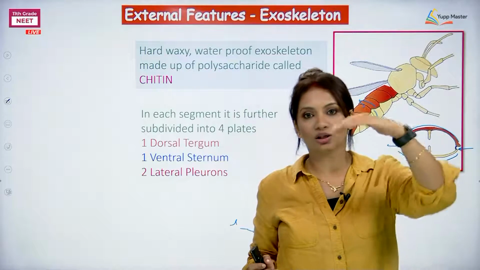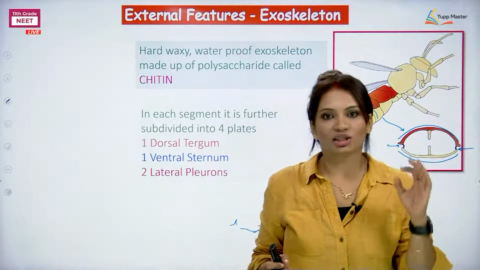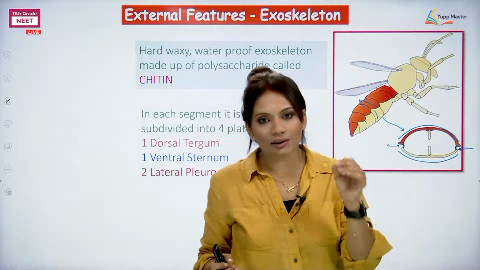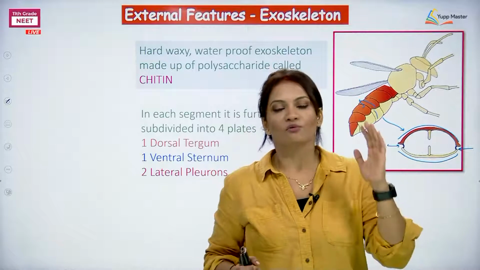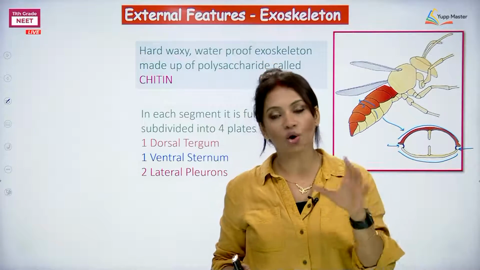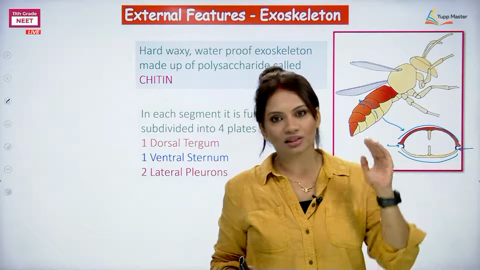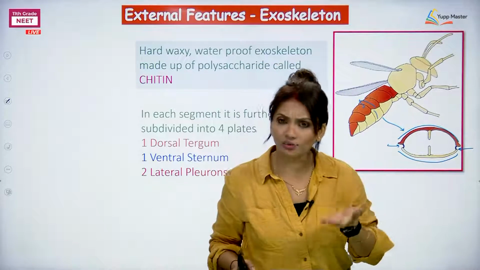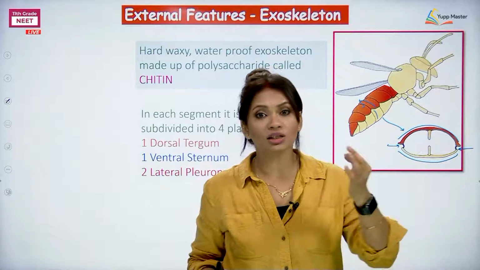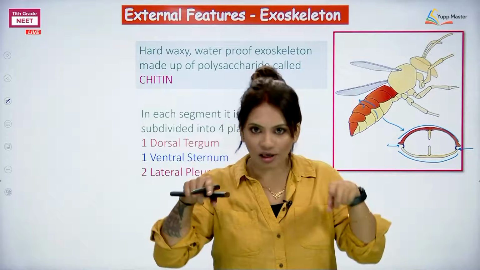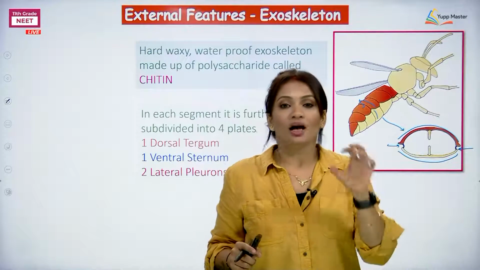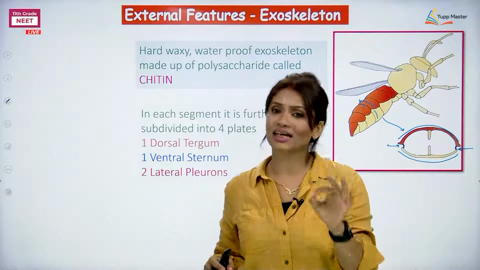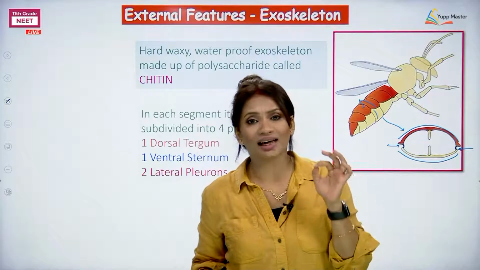The chitin which is present on the top, on the dorsal side, is called the dorsal tergum. This is something you need to remember because it is the same throughout the body of the cockroach. Whether we talk about the head region, the thorax region or the abdomen region, the exoskeleton of the dorsal part is going to be called the dorsal tergum. The exoskeleton of the ventral part is going to be called the ventral sternum, and the exoskeleton of the lateral parts, remember lateral parts are two, is going to be called the lateral pleura. So, three names we're giving for the same exoskeleton, just that they are located at different regions.